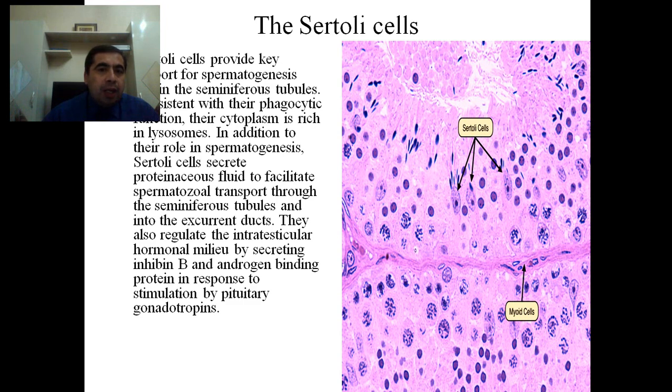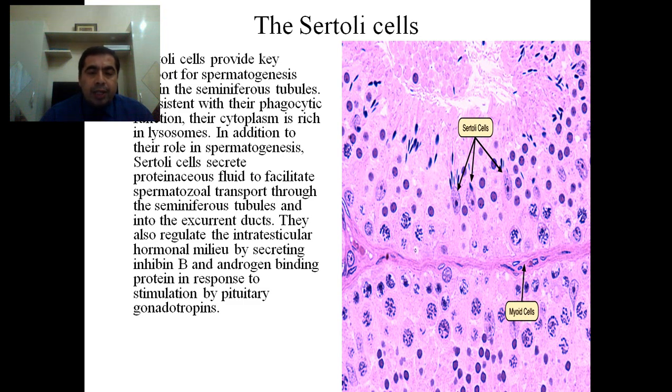And there are two very important and very interesting groups of cells here, the Sertoli cells and the Leydig cells. The Sertoli cells, they are here, provide the key support for spermatogenesis within the seminiferous tubules. How? Consistent with their phagocytic function, their cytoplasm is rich in lysosomes. In addition to their role in spermatogenesis, Sertoli cells secrete proteinaceous fluid to facilitate spermatozoal transport through the seminiferous tubules and into the excurrent ducts.